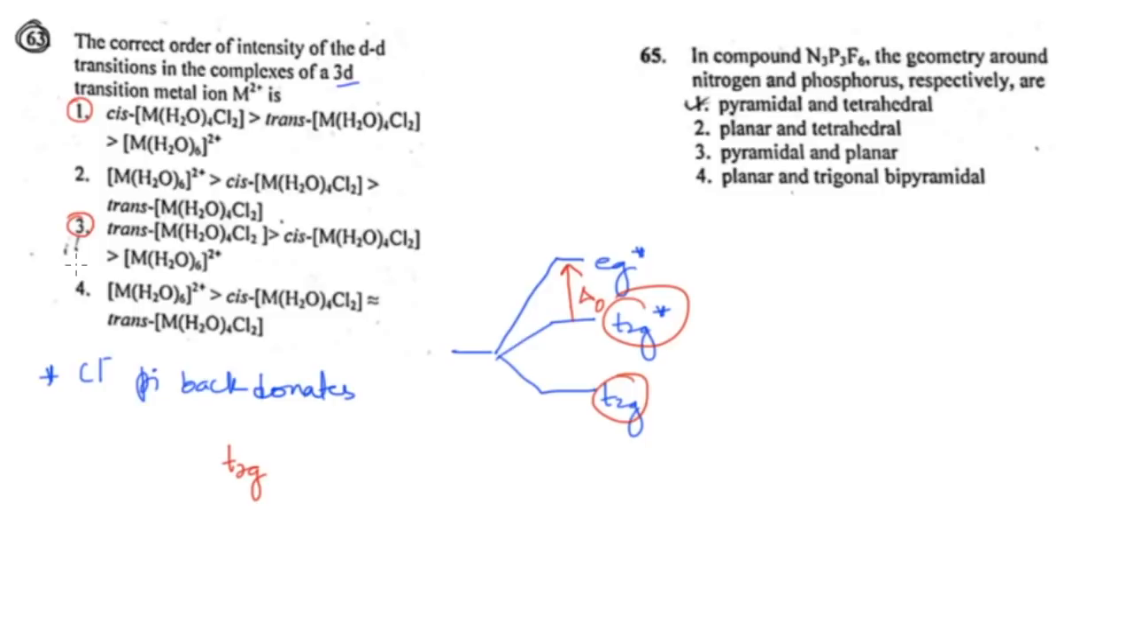Now you have to decide between the cis and trans isomer. Over here you have to be very careful with the pi donation. If both these chlorine ligands are cis to each other, that means they are present like this.